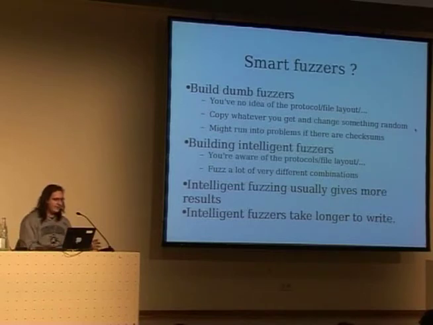If you just want to go out and find one cool bug, then dumb fuzzers usually give you good results. If you want to get complete code coverage, you probably end up building an intelligent fuzzer and spending a couple of days or weeks or even months developing one. So intelligent fuzzers take a lot longer to write, but they usually give you an awful lot.